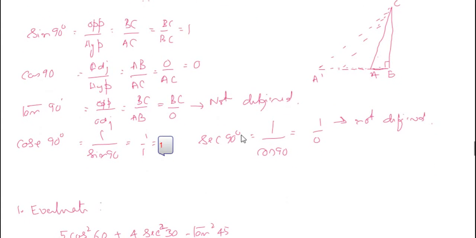The last one, cot 90. What is cot 90? Cot 90 is adjacent by opposite side. Adjacent is AB, opposite is BC. Now AB is 0 divided by BC, so it is 0. So these are the 6 ratios of angle 90 degree.